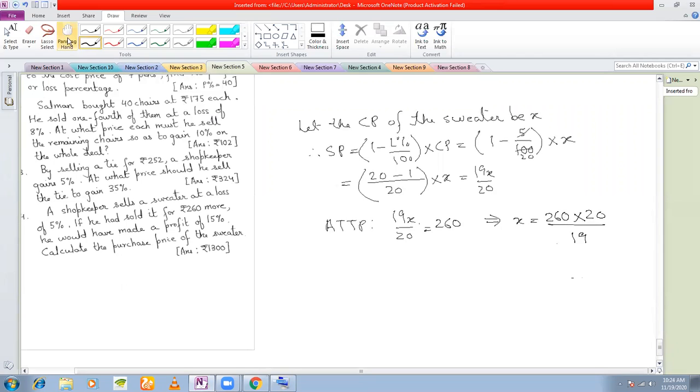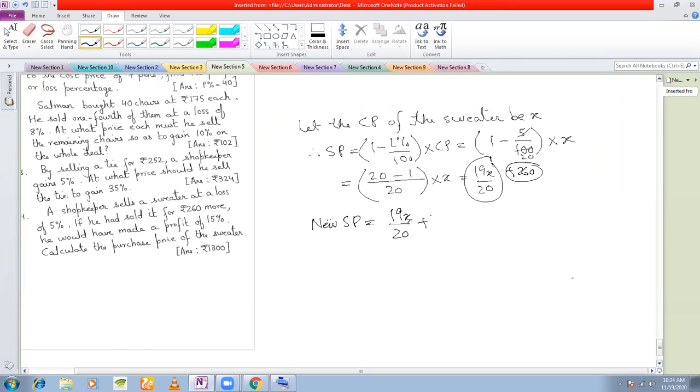No, it's not given to be 260. Okay, fine. Sorry, this step is wrong. So he's selling it at 19x by 20. If he sold it for 260 more, okay, new selling price. Instead of selling at this price, if he sold at this price plus 260, then what is the new selling price? New selling price is 19x by 20 plus 260.